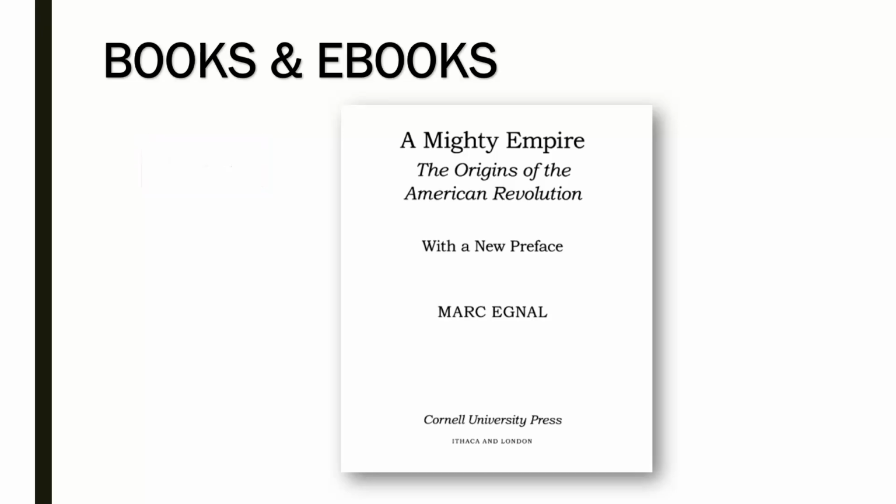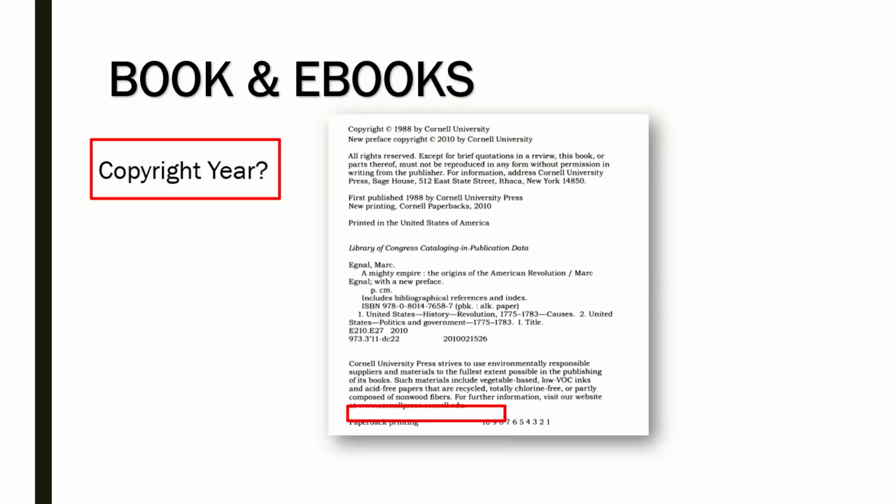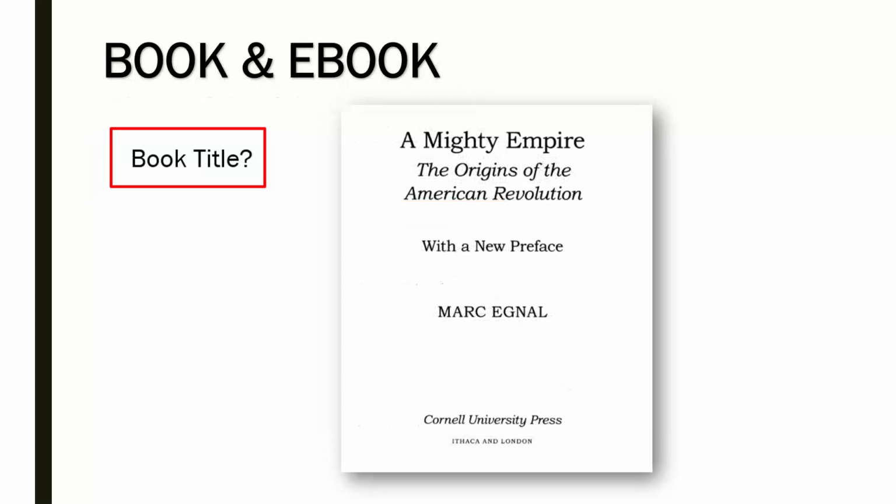Now that we've taken a moment to look at the verso page, what is the copyright year for this book? If you said that the copyright date for this book is 2010, you are correct. According to the title page, what is the title of this book? If you said the title of the book is A Mighty Empire, The Origins of the American Revolution, you are correct.